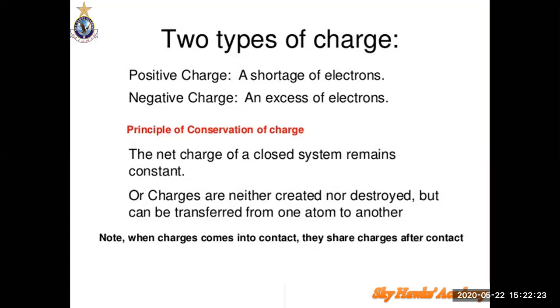It's what we can say, the zero sum game in nature. So energy cannot be destroyed. Similarly, charges cannot be created nor destroyed. They are just moving or shifting from one place to another. So yes, it's a natural law.